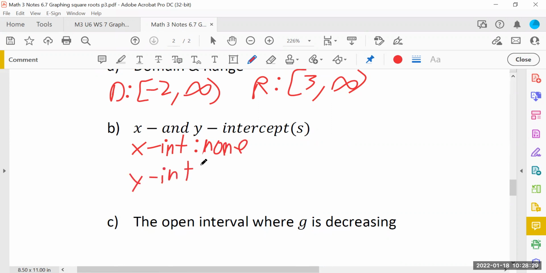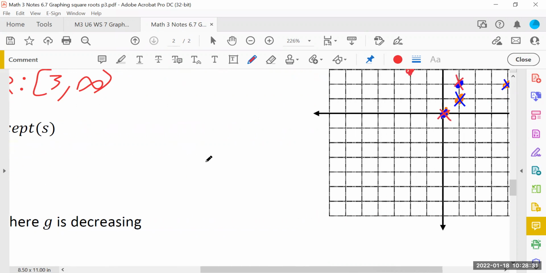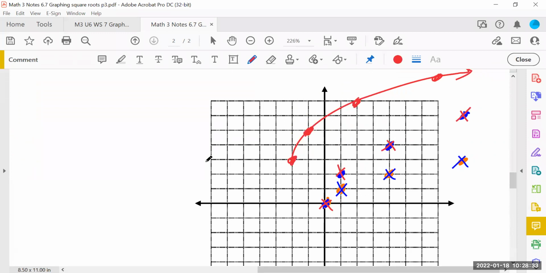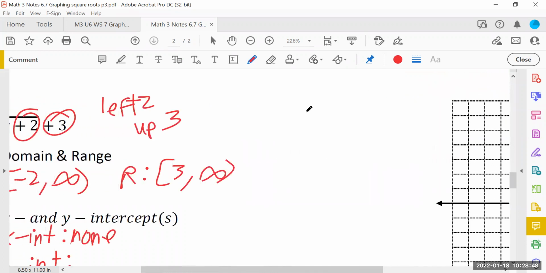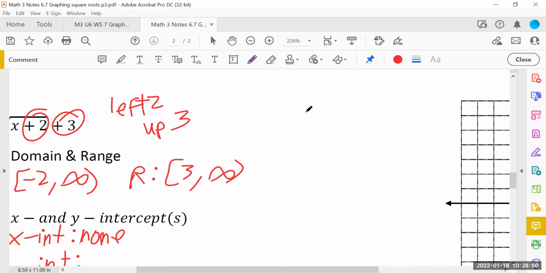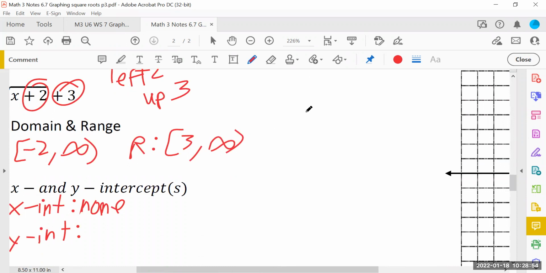Y-intercept. There is one, but I don't know where it is. It's right here. It looks like 6, doesn't it? But I don't have a point there. So it's probably not actually 6. It's probably somewhere near it. To get the x-intercept, we make y 0, but there is none. To get the y-intercept, we make x 0. And it's actually really easy.